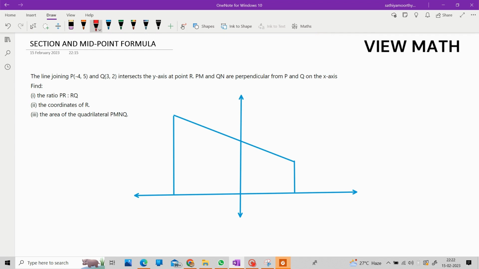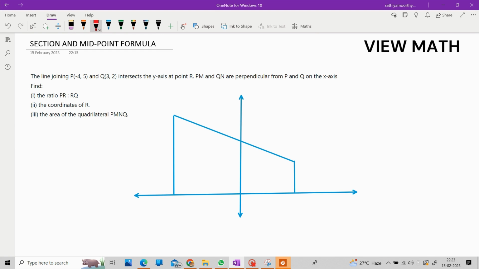Now let's see the next problem. The line joining P(-4, 5) and Q(3, 2) intersects the y-axis at the point R. PM and QN are perpendiculars from P and Q on the x-axis. Find the three subdivisions they have given. So first let me explain how they have given.